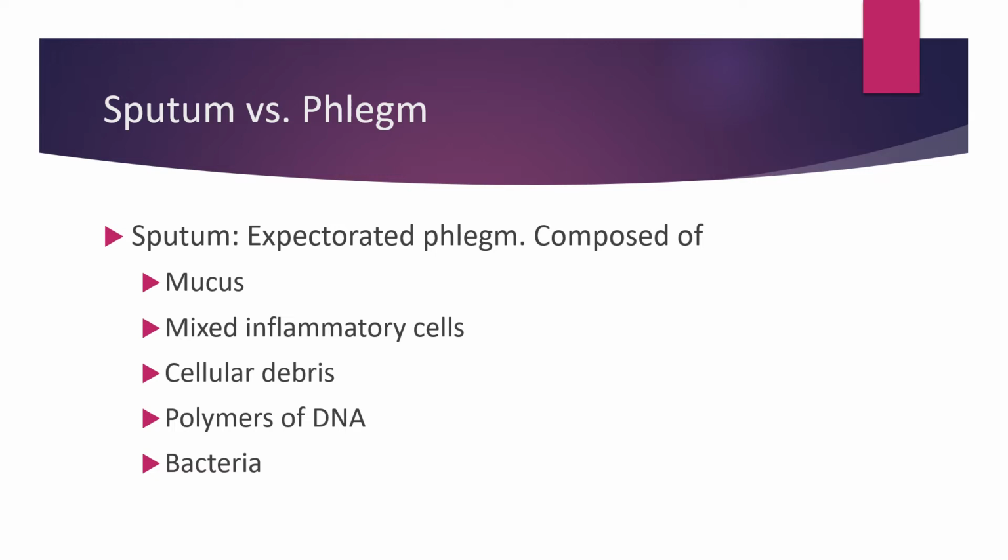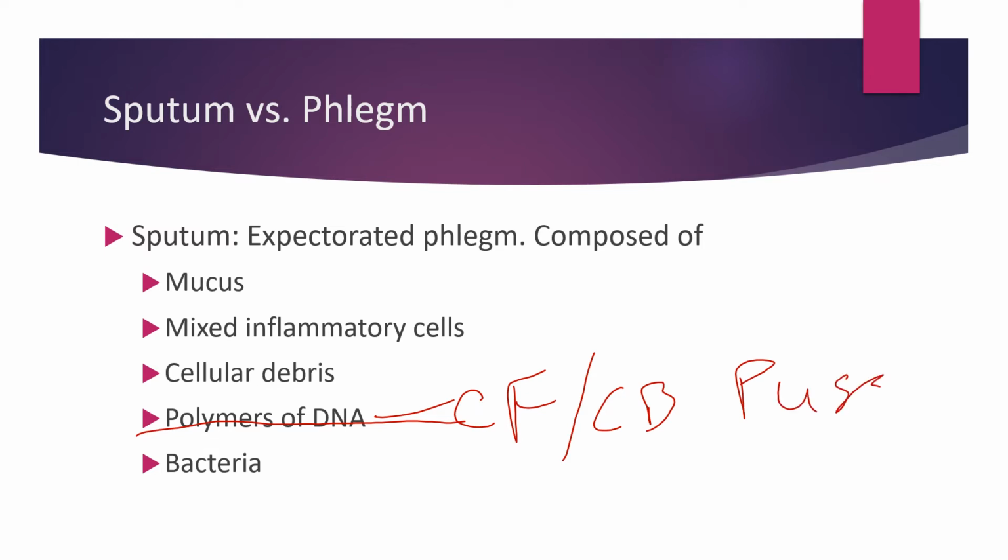When we're looking at sputum, it's composed of mucus, some inflammatory cells, cellular debris, polymers of DNA. The polymers of DNA are more significant in cystic fibrosis and chronic bronchitis. Cystic fibrosis and chronic bronchitis. And when you see these polymers of DNA, it's usually more of a pus, right? Cellular debris, right? It's more of a pus. So you see those polymers of DNA, and then you see that pus, right?